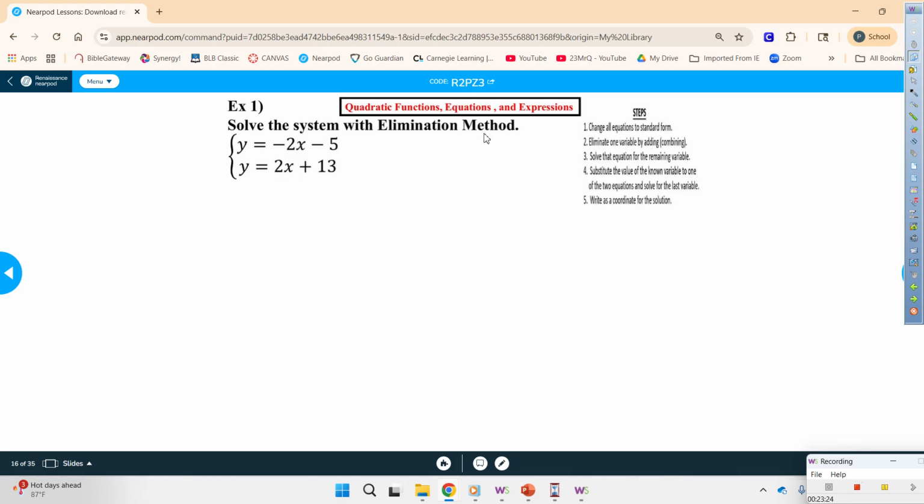Solve the system by elimination method. Set y equals negative 2x minus 5 and y equals 2x plus 13.